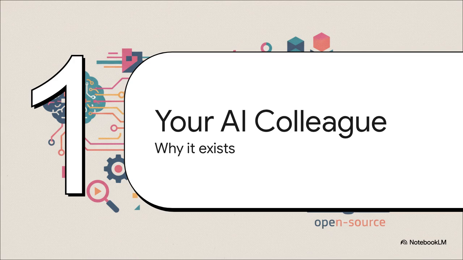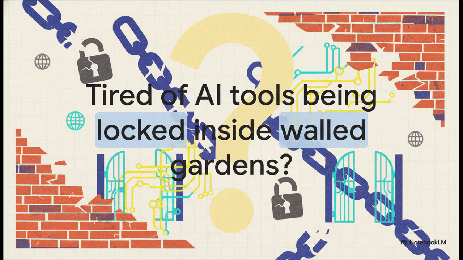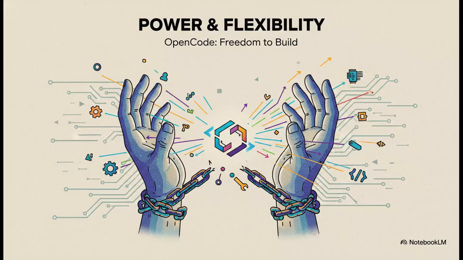I mean, what's the problem it's trying to solve for developers like us? You know that feeling, right? Where your AI coding assistant is this mysterious black box. So many of the really powerful tools are proprietary, which means you're stuck with one company and you have almost zero control over your own workflow. It's frustrating. And boom, that's exactly where OpenCode comes in.